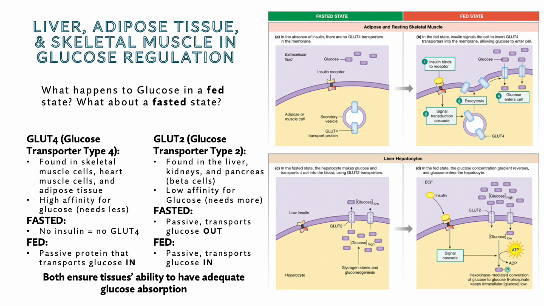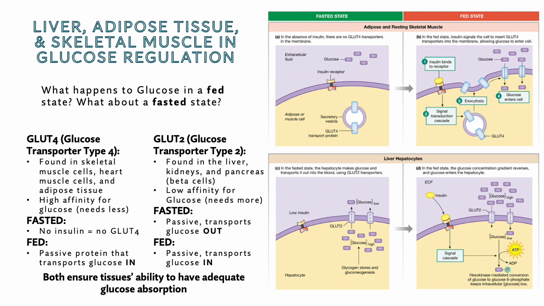In a fed state, insulin activates GLUT4 transporters to move glucose into muscle and fat. In fasting, GLUT2 transporters help release glucose from the liver. The diagram shows how glucose transport changes between the fasted and fed states in muscle, fat, and liver cells. In muscle and fat cells, no insulin in the fasted state means GLUT4 transporters stay inside the cell, so glucose can't enter.